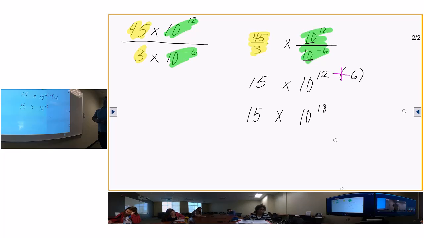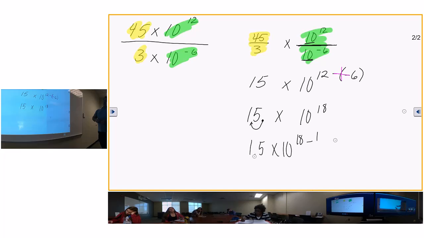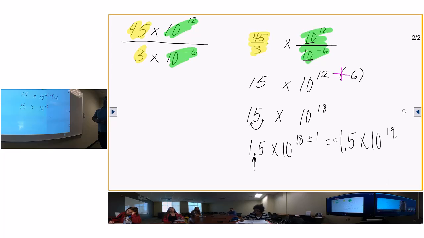Where is the decimal right now? Behind the 5. So you have to move it. I want y'all to take a minute and move it. How many places? Just one. One place. See, I'm not even talking about a direction yet. 1.5 times 10 to the 18th blank 1. Which way in my head do I move this decimal to get it back the way it was? To the right. 1.5 times 10 to the 19th power.